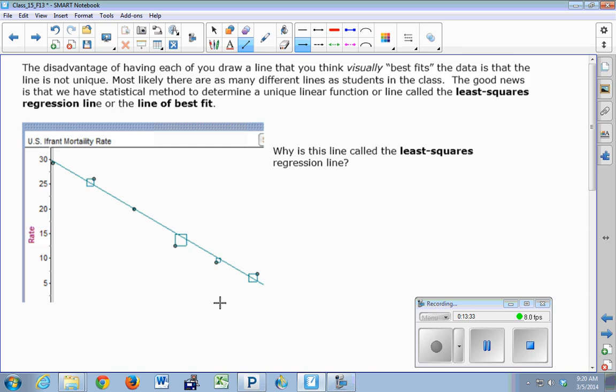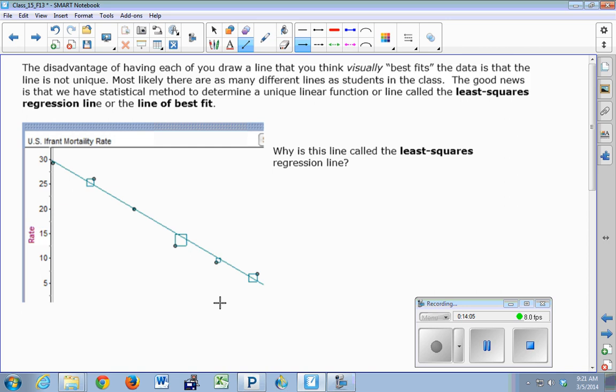So the good news is there's a mathematical method that we use to find the line that fits the data best. It's called the line of best fit or the regression line. Okay, the line of best fit or the regression line. Now this is getting a little bit into statistics, and I can't help it because I have a degree in statistics, so I always go a little bit more into it. So this is the line of best fit that the computer comes up with.